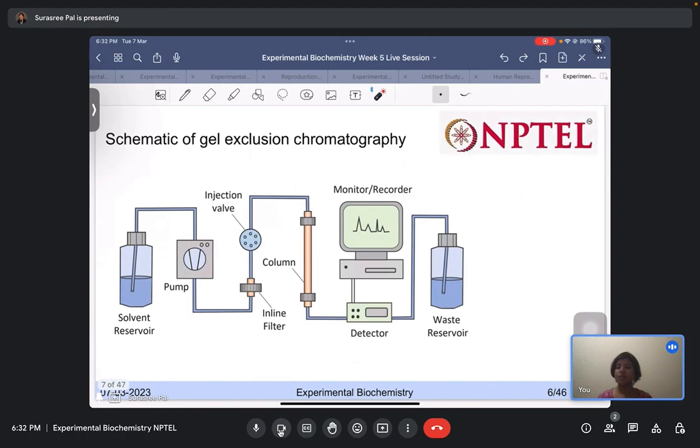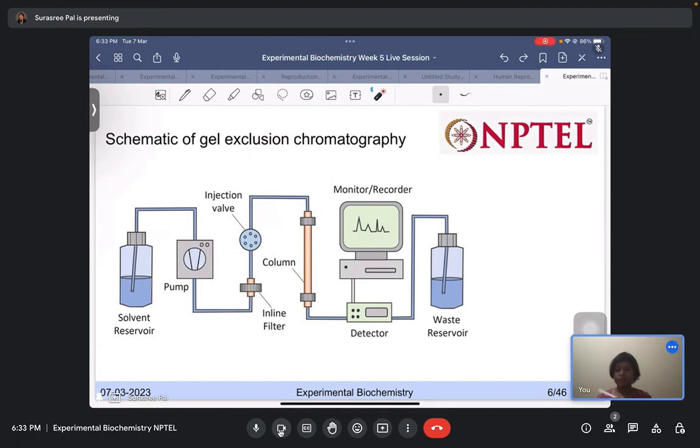Now this is how the system of a gel exclusion or gel filtration, or size exclusion chromatography, looks. You have a solvent reservoir where you provide either water, buffer, or ethanol. Why ethanol? Because for cleaning and storing the column, we usually store the column in 20% ethanol.